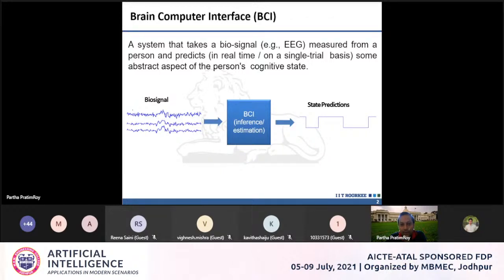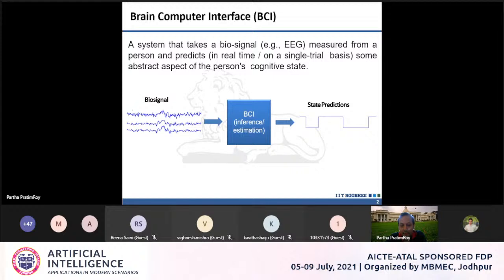Similarly, there is another kind of signal from the human body which is being used for disease diagnosis, called electroencephalograms, or EEG in short. EEG is measured from the brain. Several electrodes are placed on the head, the scalp, and they record the signals from the skull, and then it predicts the cognitive state of the person.